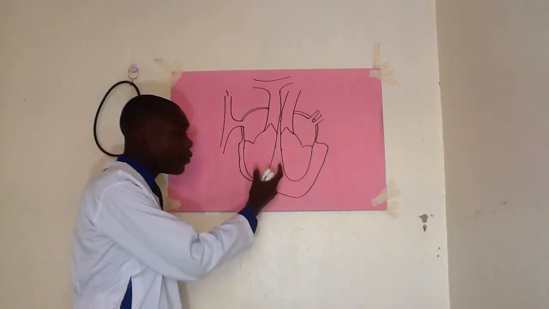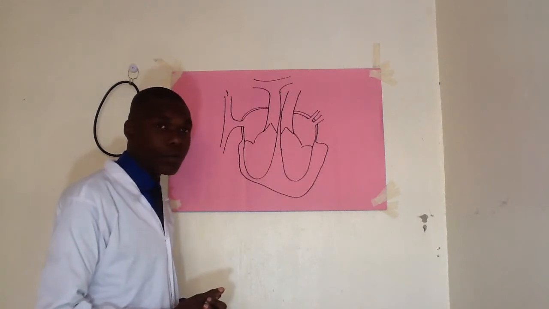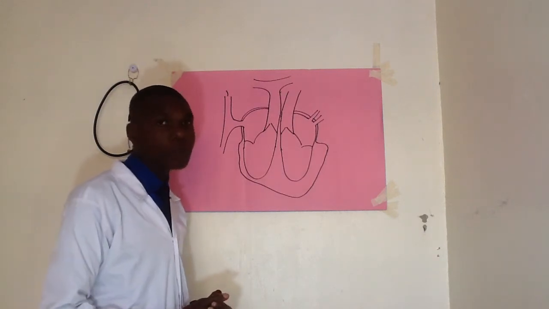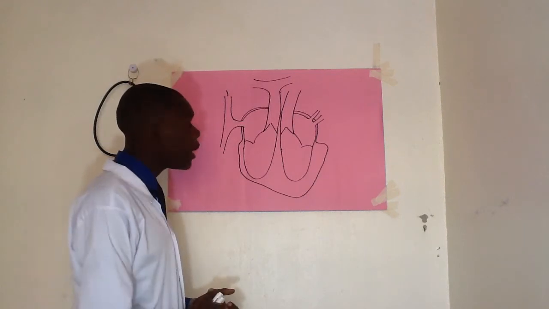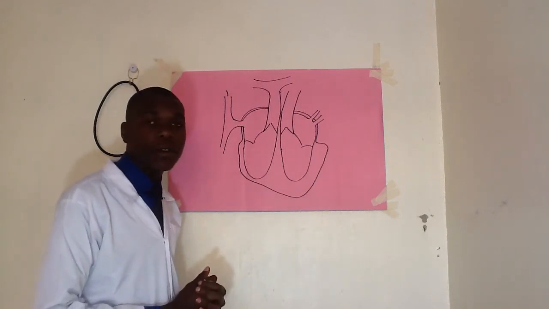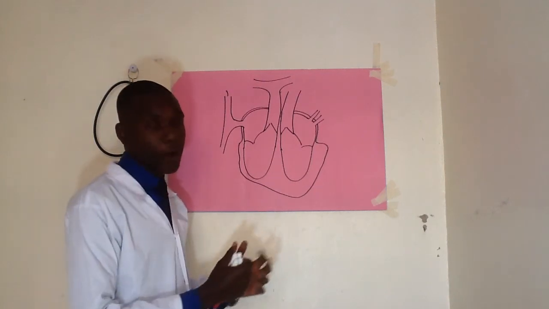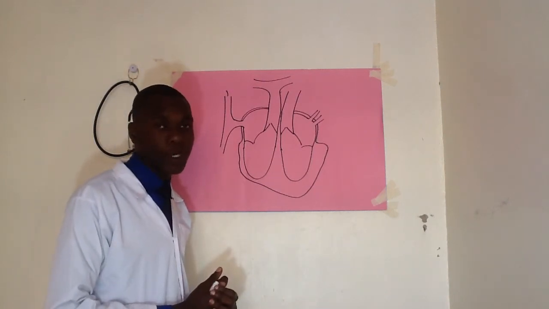When blood is moving through the heart, it is separated into two. Deoxygenated blood moves separately, and oxygenated blood as well moves separately. They don't mix.